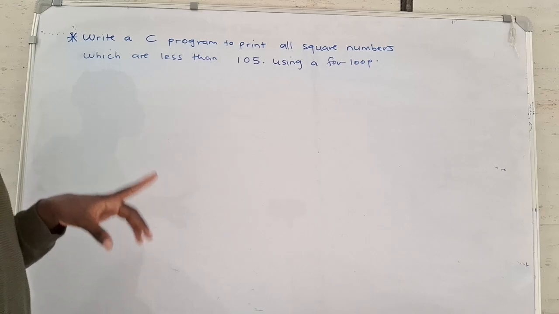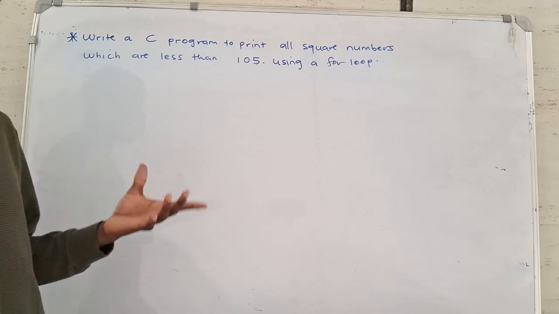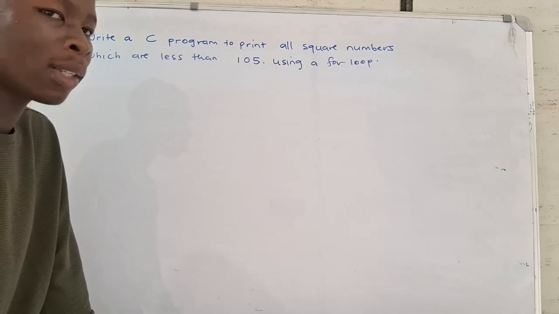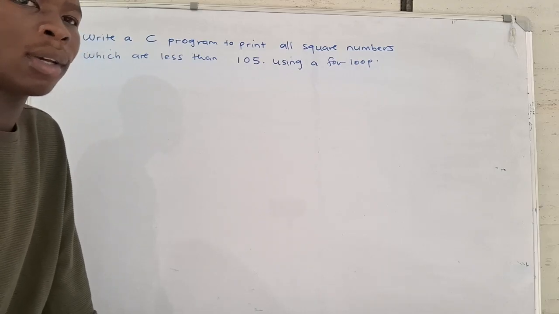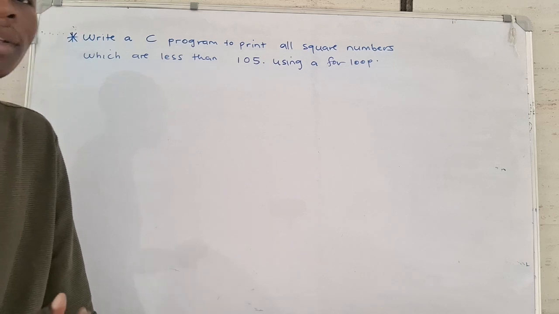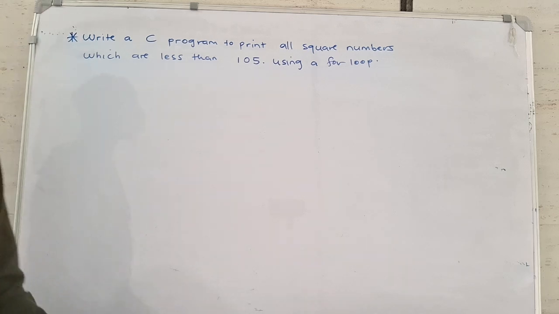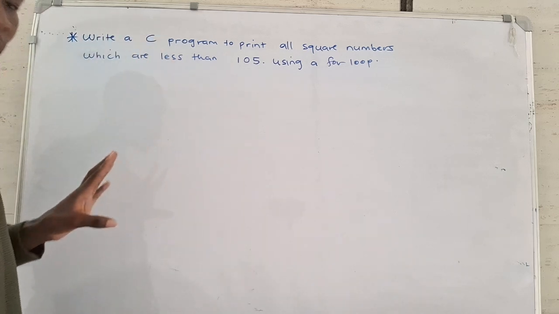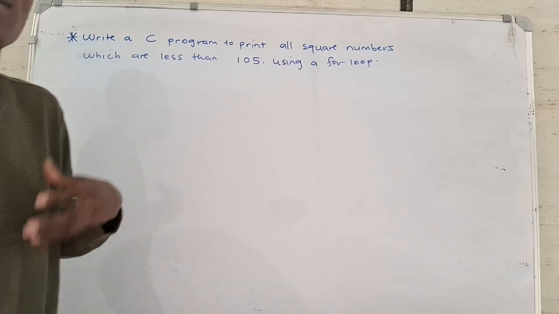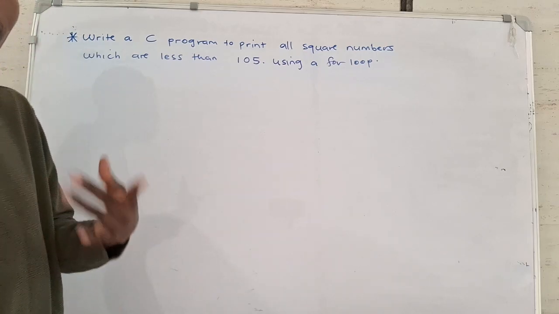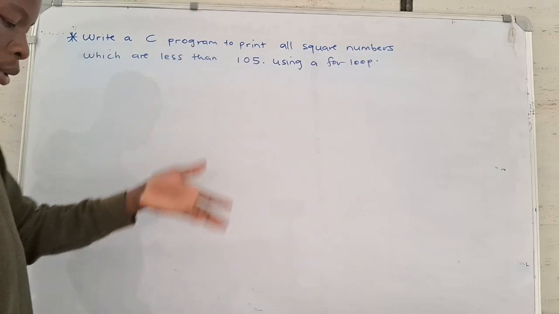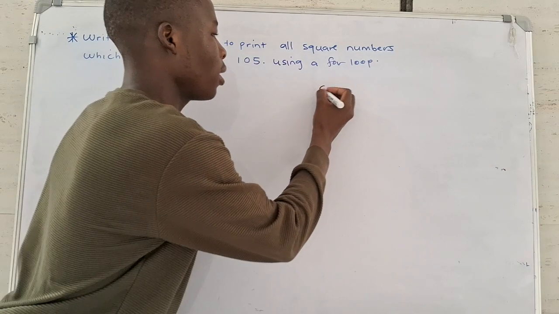Write a C program to print all square numbers which are less than 105. What is a square number? A square number is a number that can be written as n squared, where n is an integer. Be able to write the output before you write the program. Be clear with the output. You want to print the square numbers, and these square numbers should be less than 105. I'm going to write the output.